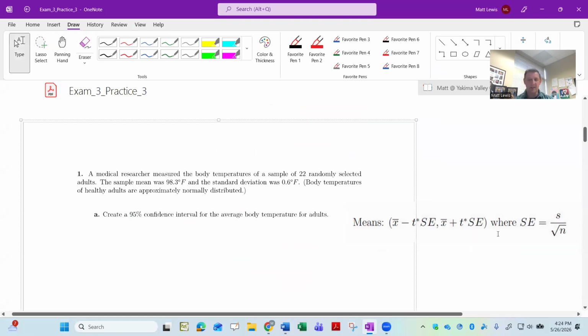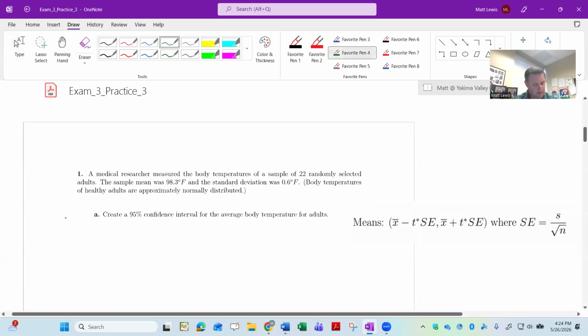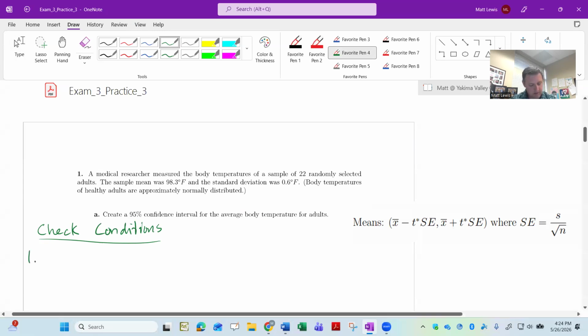All right, so we can see the things that we're going to need. But before we get started on any calculations, let's talk about our conditions. Always check that first. And these conditions are the same, whether I'm doing a confidence interval for numerical data or I'm doing a hypothesis test for numerical data. So remember that number 1 is we want to make sure that we are sampling less than 10% of the population.